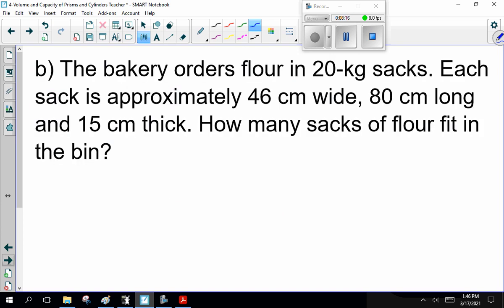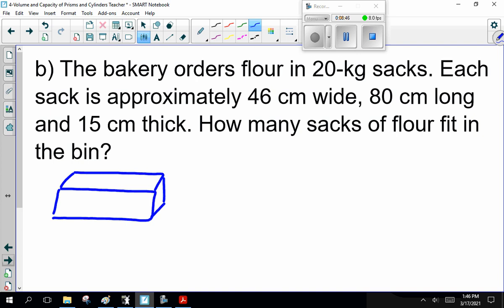So, the bakery orders flour in 20 kilogram sacks. Each sack is approximately 46 centimeters wide, 80 centimeters long, 15 centimeters thick. How many sacks of flour fit in the bin? Ooh, sneaky. So, one at a time. Here's the sack. Now, you realize sacks have rounded corners, but here in the drawing, we're talking about how it's roughly a rectangular prism.